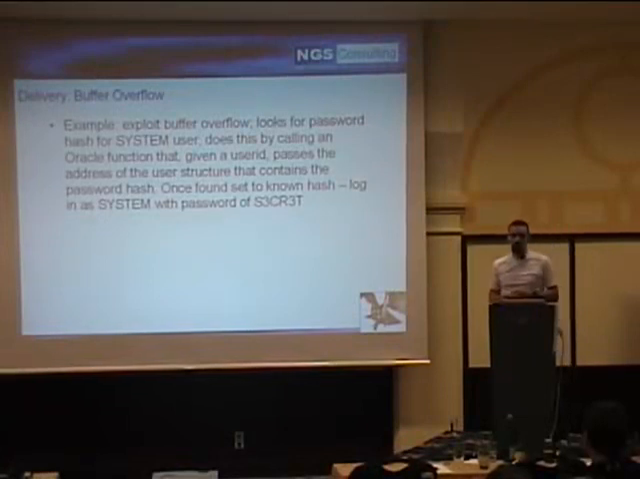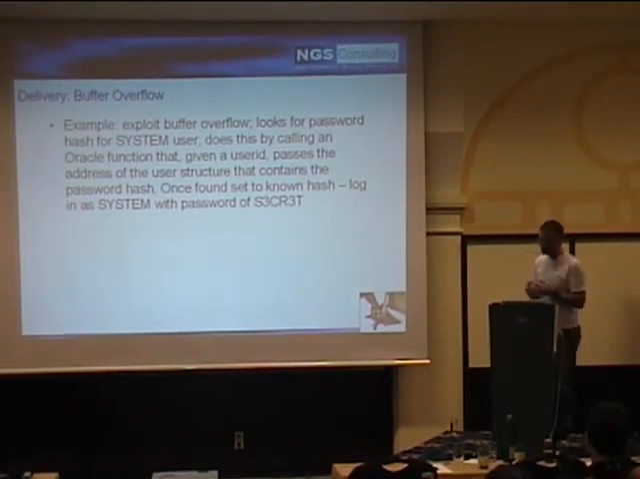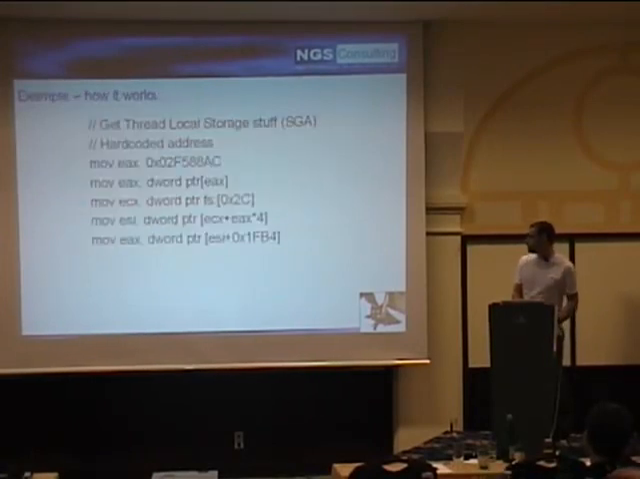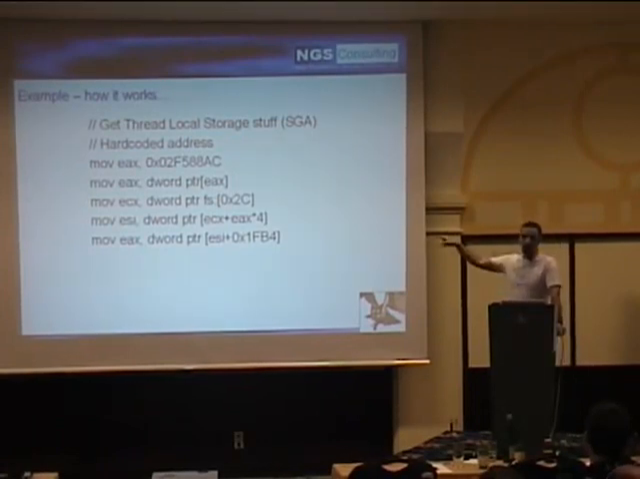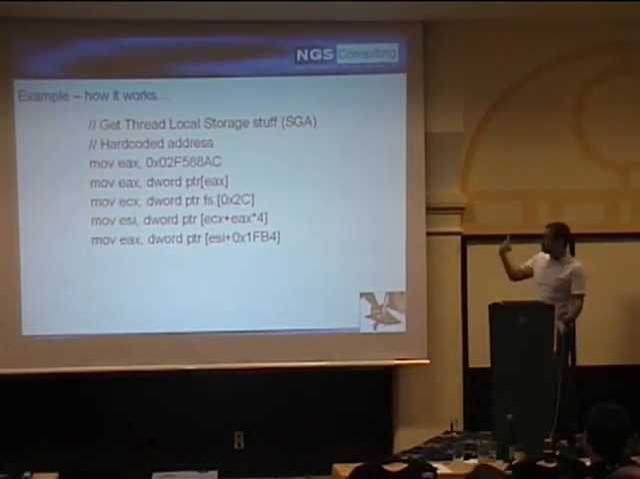So the example we're going to show here is to exploit an extant buffer overflow in Oracle. It looks for the password hash for the system user, and it does this by calling an Oracle function that essentially hands me back some user structures in the SGA, and once it's found the password hash for the system user, it changes it to a known hash that essentially is a password for secret. So the way it works is basically we need a handle to the SGA stuff first. Now these are hard coded for this version of Oracle, but to make it useful across all versions of Oracle, you need to avoid the hard coded address problem.